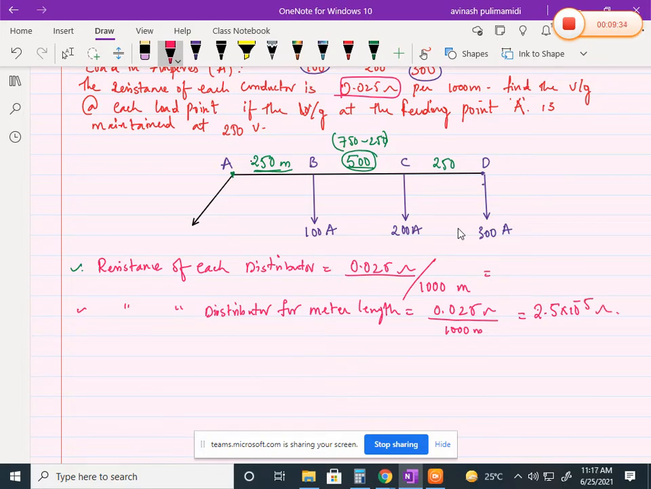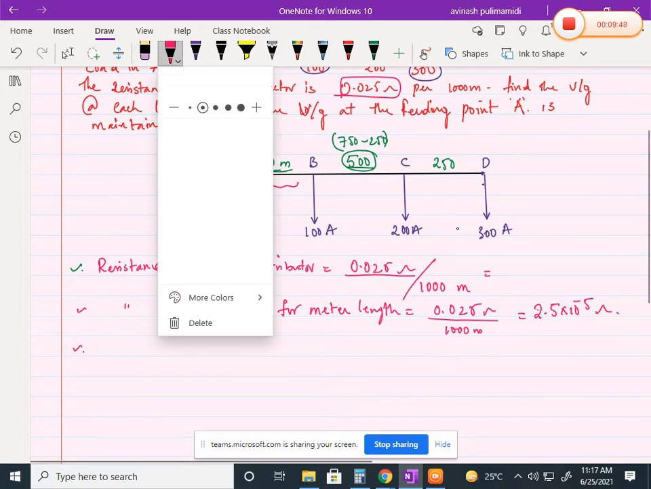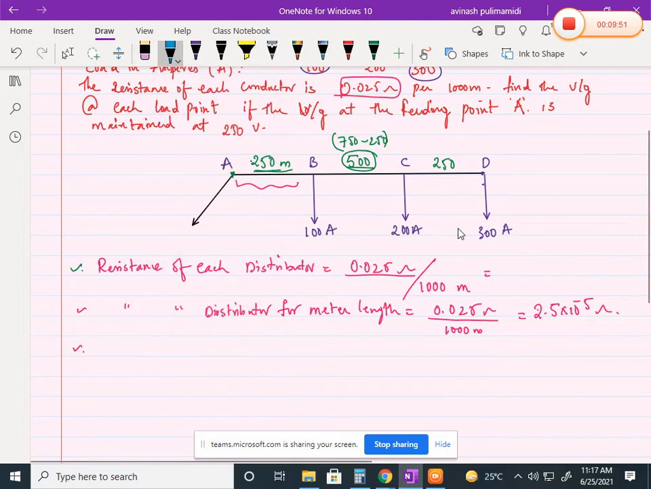Okay. After that, we know the DC distributor has 2 wires. So let us take the resistance between A and B. What is the resistance between A and B? It is denoted by small r1. This is R1. Okay. How to find the R1?